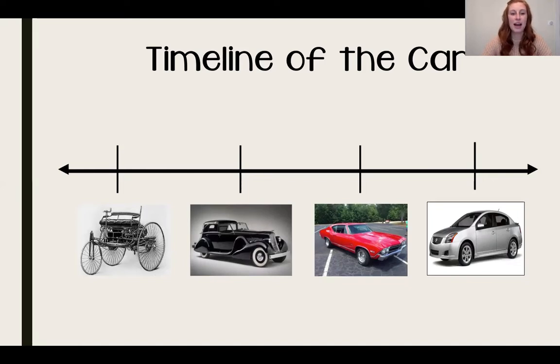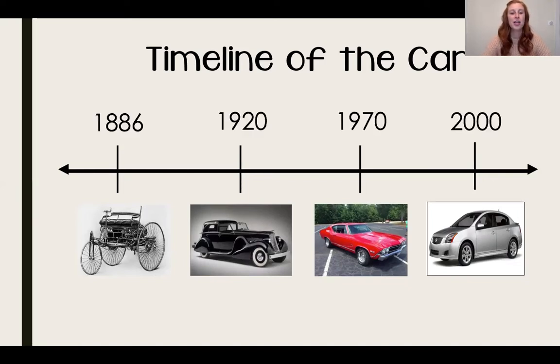We can also have the years. The first car was invented in 1886. And then in 1920, the next picture of the car was made. In 1970, that red car was made, and in 2000, that car was made. There are lots of other pictures of how cars have changed in between, but these are just the 4 that I picked for us to put in order.